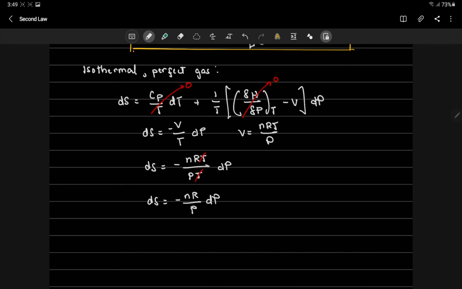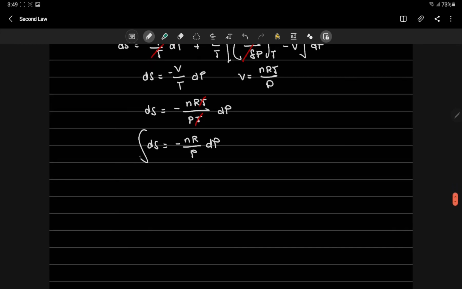Tuloy natin. So, ano mangyayari dito? Integrate natin from condition 1 to 2. So, integral of dS as delta S equals integral nitong term na to, yung right hand side ng equation, minus nR is constant, and then integral ni 1 over P dP is ln P2 over P1. So, yan ngayon yung ating equation kapag perfect gas and isothermal yung process.